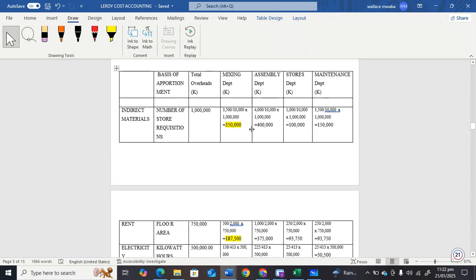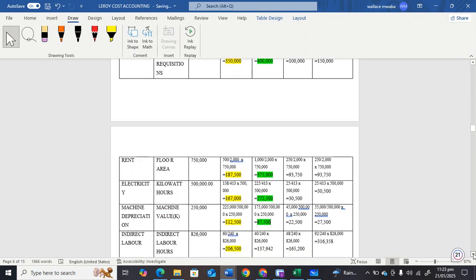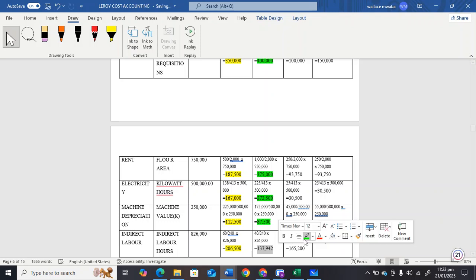Okay. Assembly department. So we start with 400,000 plus 375,000 plus 272,500 plus 87,500 plus 137,942.